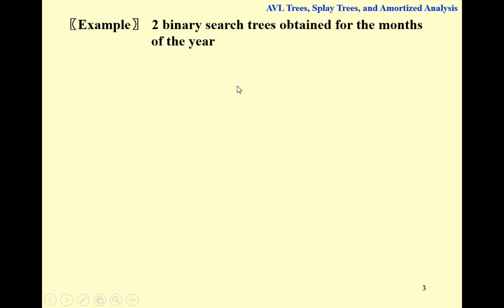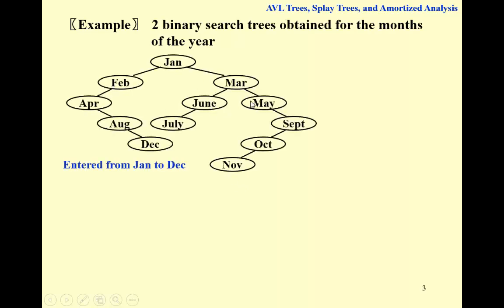For example, here, let's consider the months from January to December. If we enter these keys from January to December, this is the resulting binary search tree we have, right? Well, January comes first, so it will be the root. Then February, F is smaller than J, so February is here. And next will be March. M is larger than J, so March is here, and so on and so forth. So this is the tree we obtained by entering from January to December.